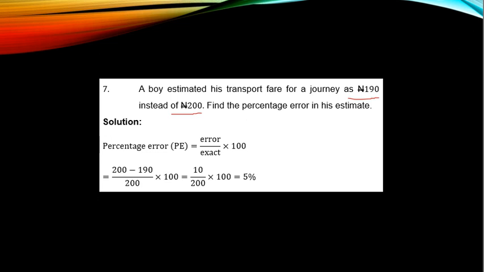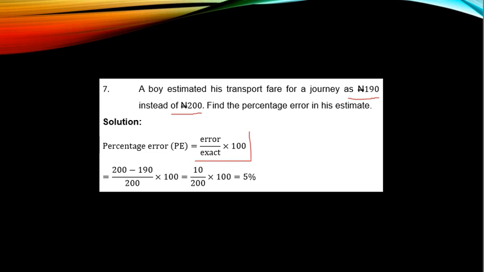From the formula given above, percentage error is equal to error all over exact times 100. So what is the error in the estimate? That error is 10 naira. The difference between the exact amount and the wrong estimate gives the error.